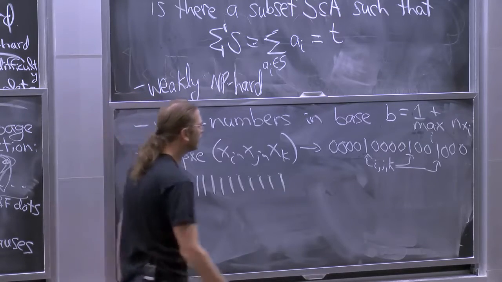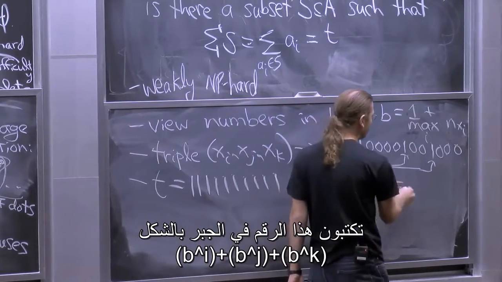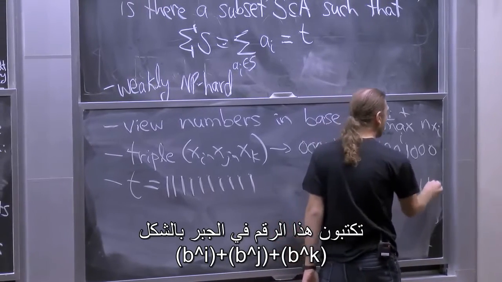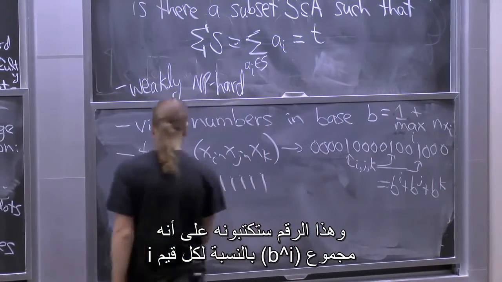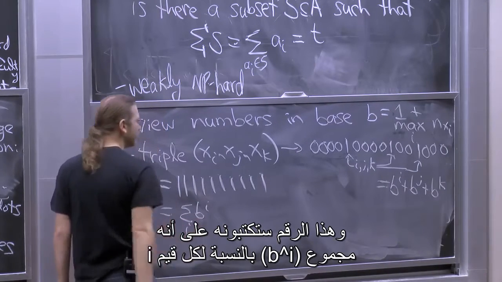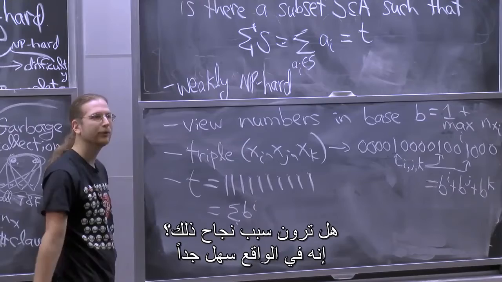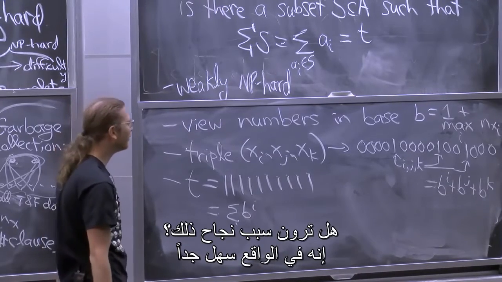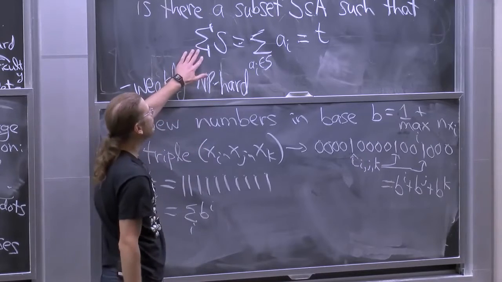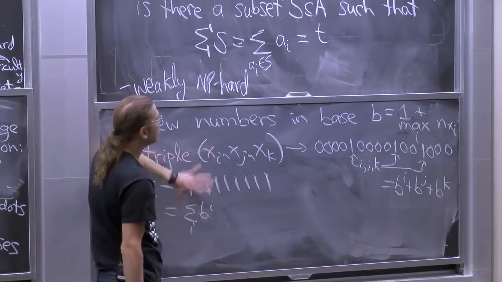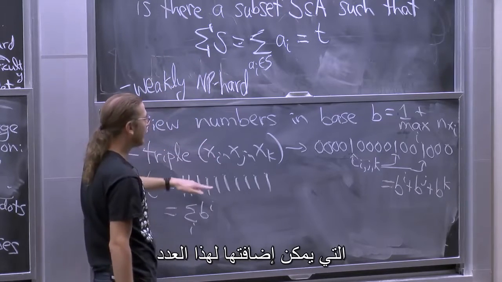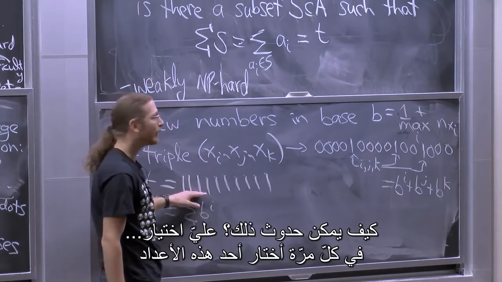So this number, in algebra, you'd write as B to the i plus B to the j plus B to the k. This you would write as the sum of B to the i for all i. Do you see why this works? It's actually really simple. So for this instance, my goal is to choose a subset of these numbers that add up to this number. How could that possibly happen?